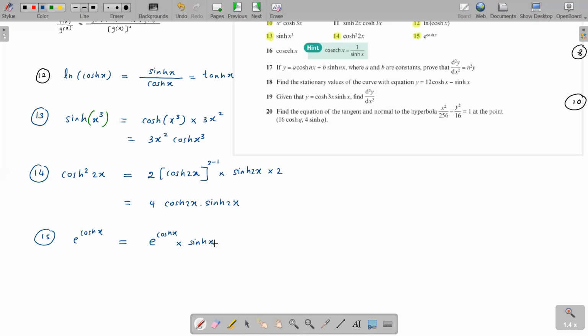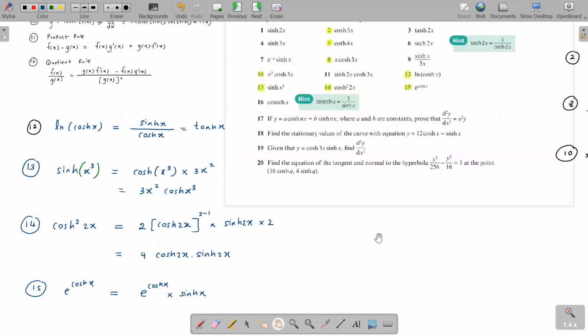And then the differentiation of cosh x is of course given to you all. The cosh differentiation and sinh differentiation were actually given to you, right?